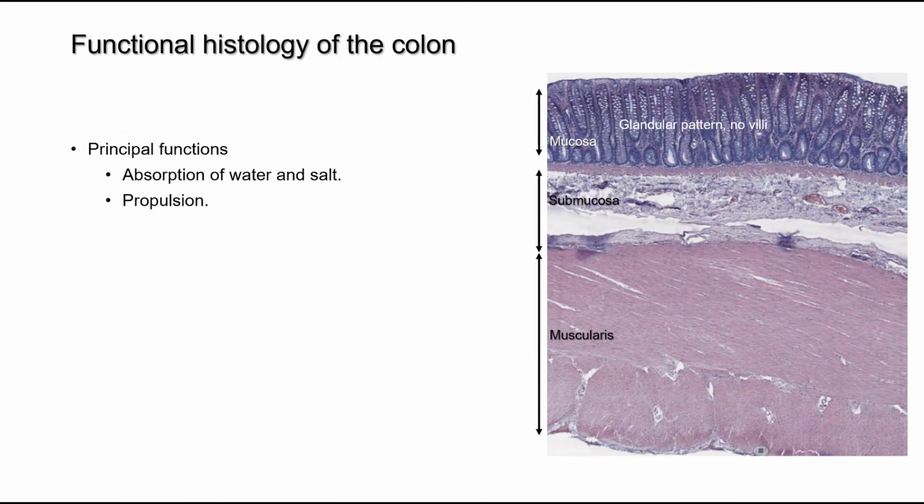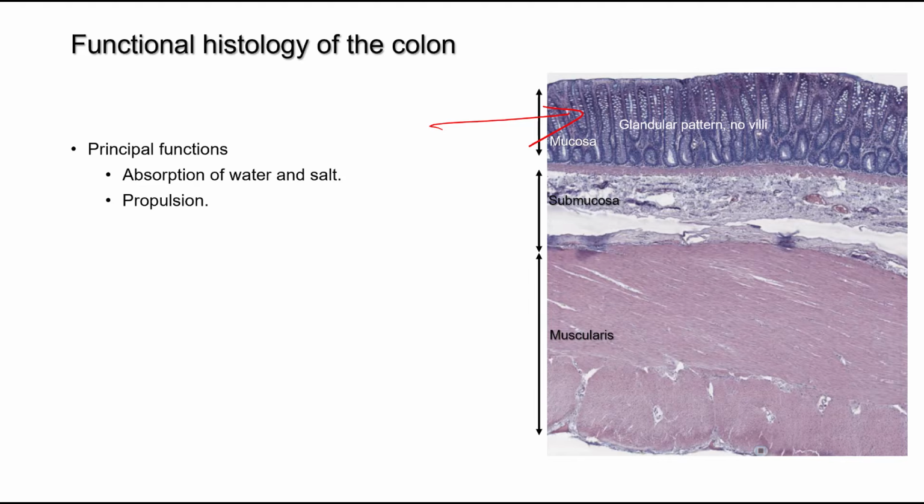Regarding the large intestine, the principal function of the large intestine is absorption, but only of water and salt. Most of the absorption of other substances and even water has taken place in the small intestine, and also the propulsion of the content toward the exit. So you can see here that the striking feature is that because there is less absorption here, we don't need more increase in the surface area, so there are no villi, only crypts of Lieberkühn or intestinal glands.